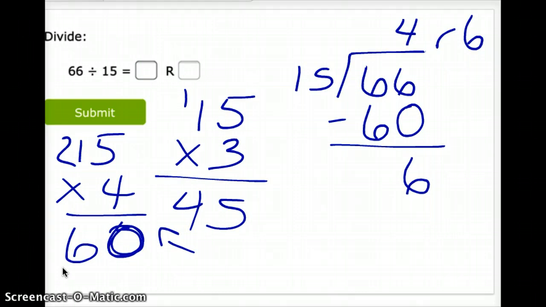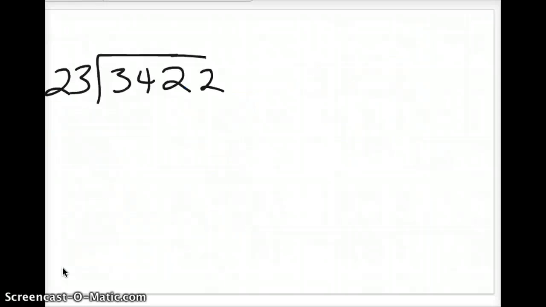See the rounding and thinking about it, like thinking of 15 as 20 and 66 as 60, gives me an idea to start rather than doing 15 times 2, 15 times 3, 15 times 4. It gives me somewhere to begin. All right, let's try another one. Let's do 3,422 divided by 23. Remember, we need to stop and look and think about it.